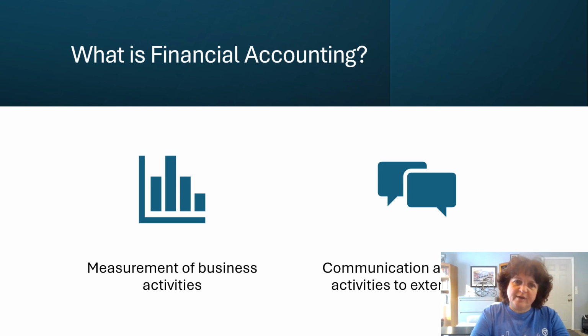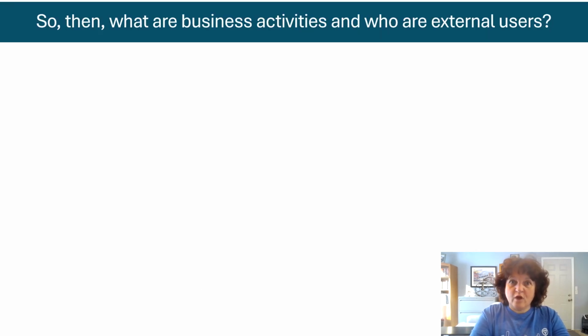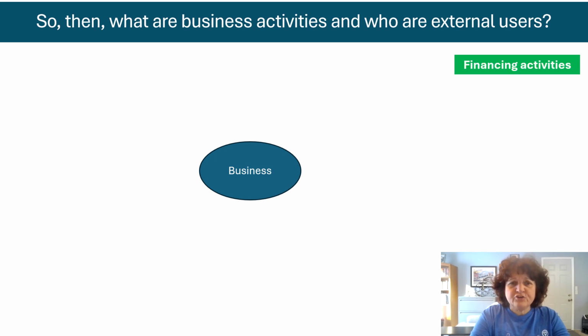Well, in order to understand that better, we need to think about what are business activities and who are the external users. If we think about the business in the context of its external users, we can also talk about the business activities that the business engages in. First of all, we have financing activities. Financing activities are how the business raises money in order to engage in its operations. This is especially important when the business is first starting up and also when they're planning to expand.